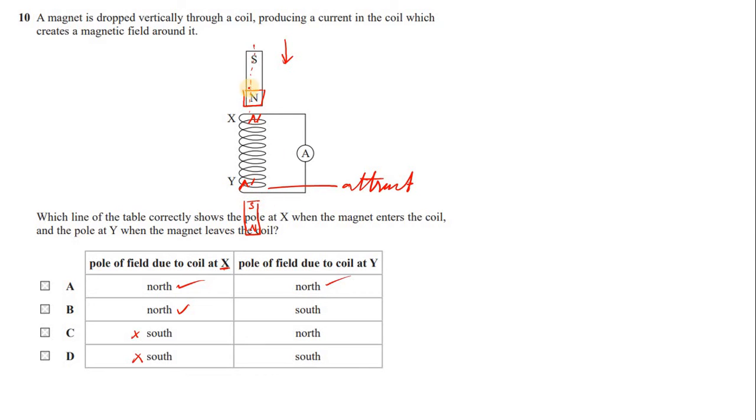So remember, when the north pole is coming, X has to repel, and in order to repel, X has to be north. But here Y has to attract, so Y has to be north. So of course Y cannot be south. It is option A.